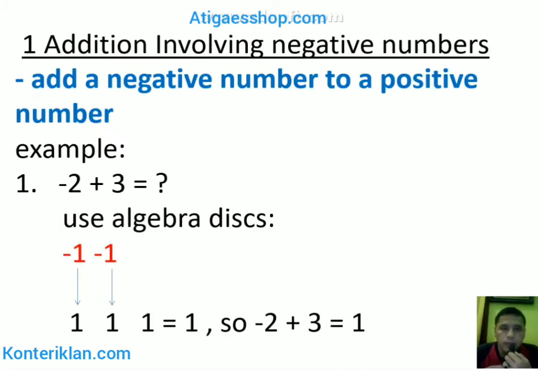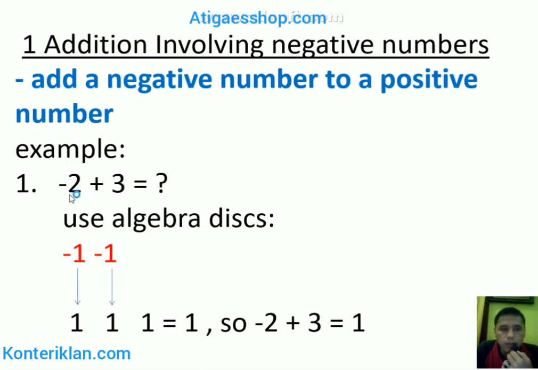Addition involving negative numbers. Number one: add a negative number to a positive number. Example one: negative 2 plus 3 equals what? We can use algebra tiles for this. For example, this one is negative 1. For negative 2 plus 3.